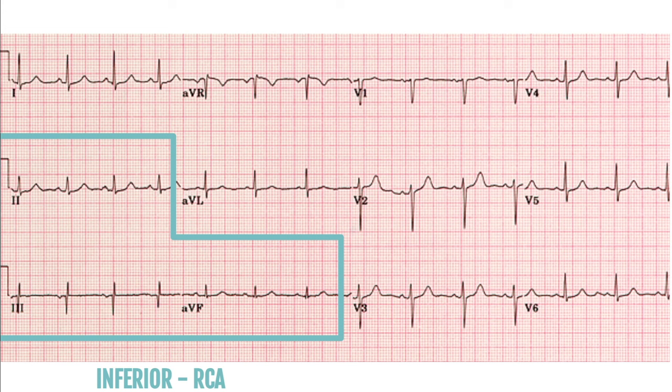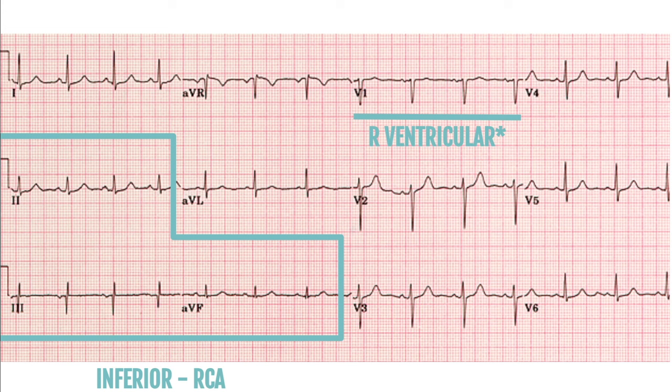One other thing that I wanted to mention is that when you have an inferior wall infarction, you are also at higher risk for having a right ventricular infarction. And what leads would we see ST elevation in if we had a right ventricular infarct? We sometimes see ST elevation in lead V1, but more specifically, we would want to get that right-sided EKG and look at V2R through V4R. Keep that in your back pockets.